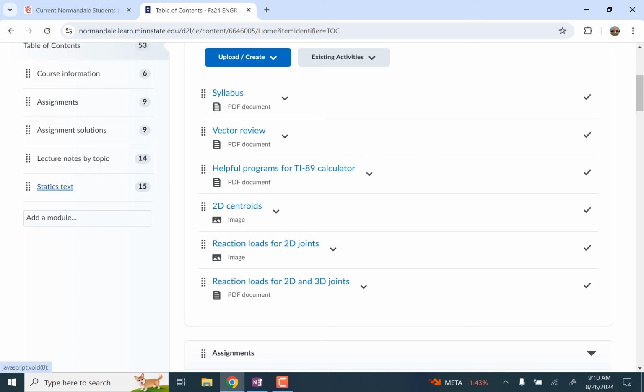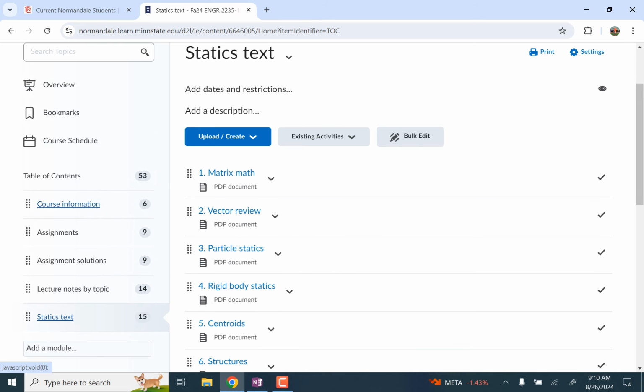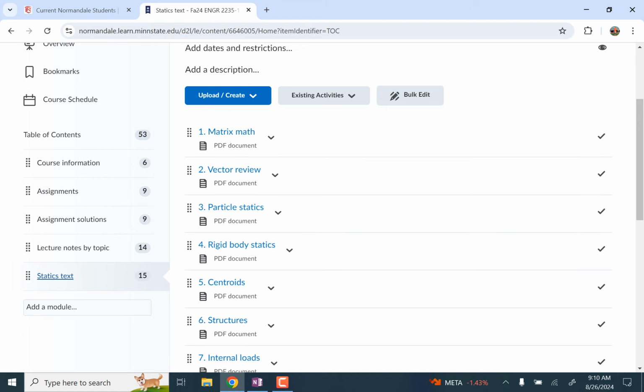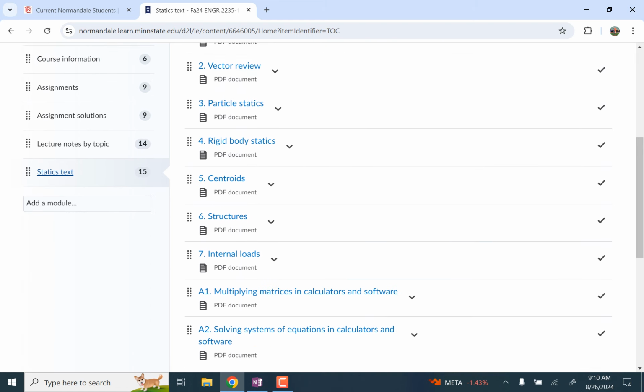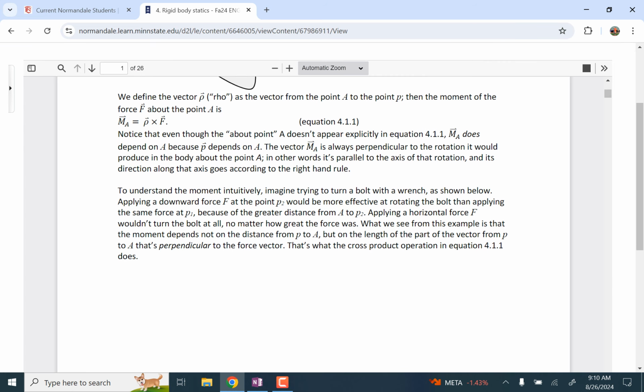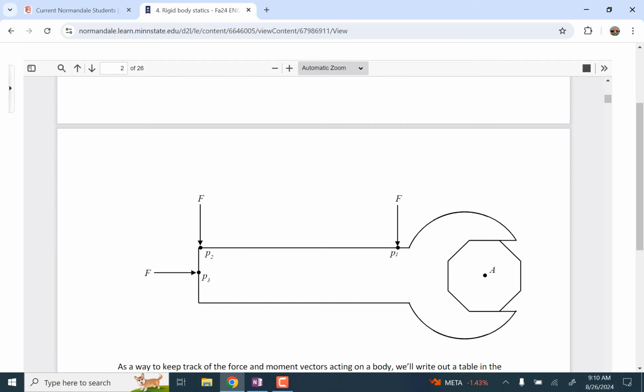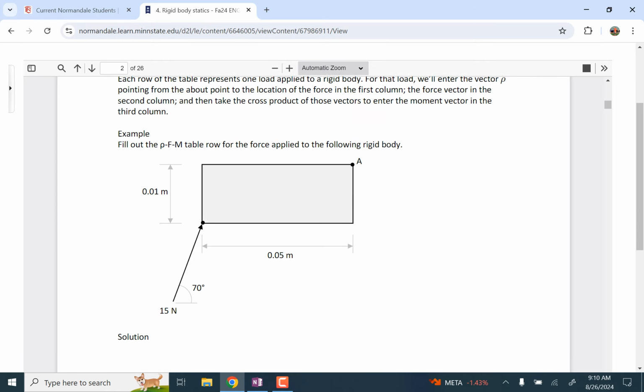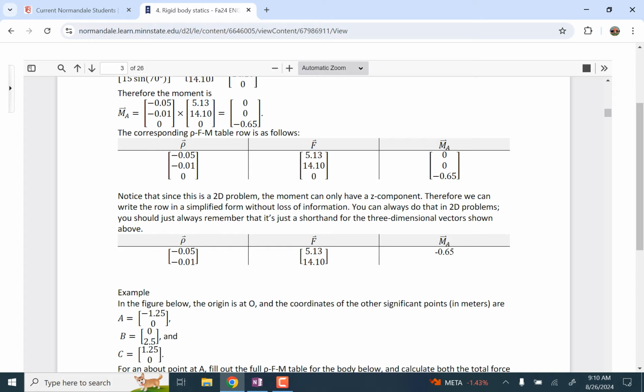But you've always just had to go based on my notes. In statics now, I have basically chapters of a textbook. So if you want to read a little bit more of a full wordy version of all these things, you can click on one of these, and this is my complete version of the way I do things in the lecture.